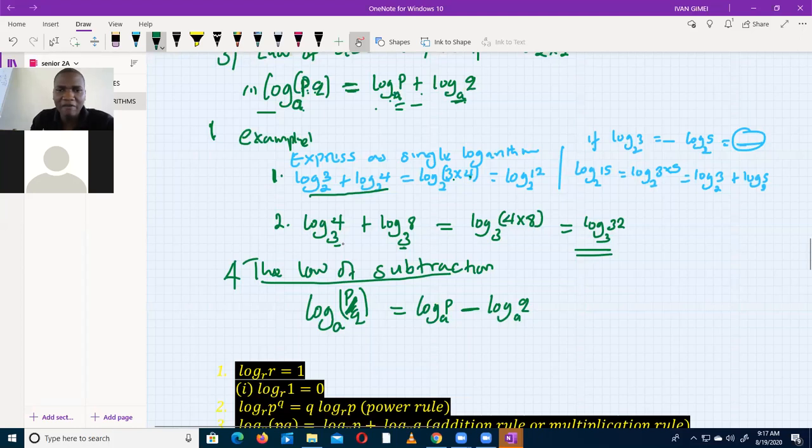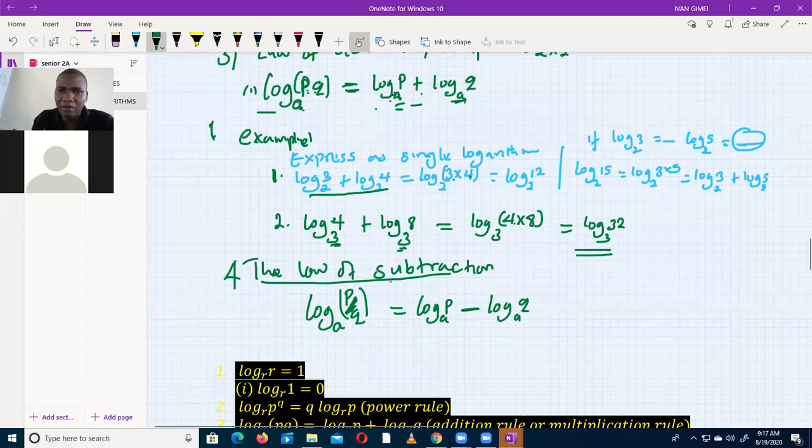Then the second one, we said log of 4 base 3, plus log of 8 base 3. Notice that the bases have to be the same. If the bases are not the same, then the law doesn't apply. So this will give us log of 4 times 8 base 3. That's what we looked at the other time.